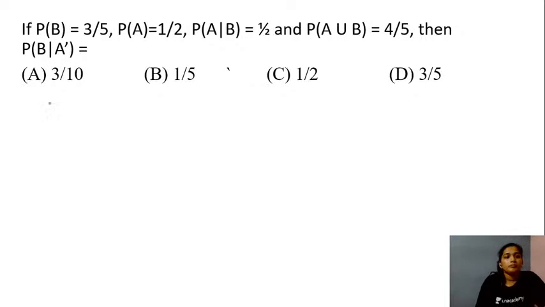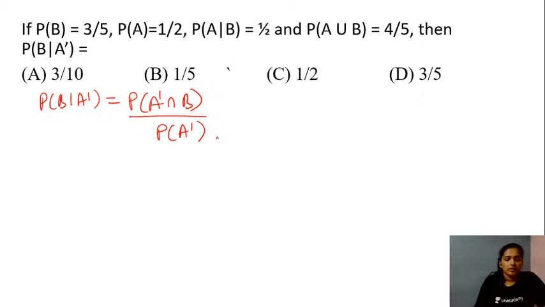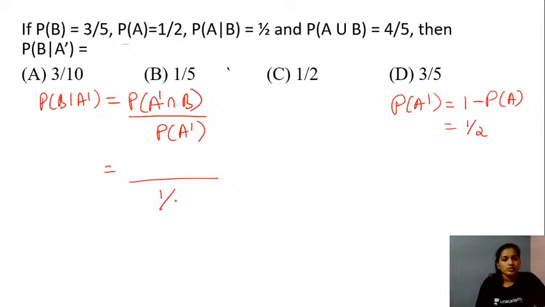Right, so first of all, probability of your event B given your event A complement, this would be probability of your event A complement and B divided by the probability of A complement, right? So we have the value for probability of A. Using this we can get the probability of your event A complement, which will be 1 minus probability of your event A, 1 minus half, and the value here will be half. So we have the value for the denominator, students, which is half.